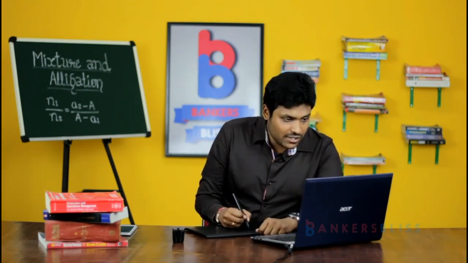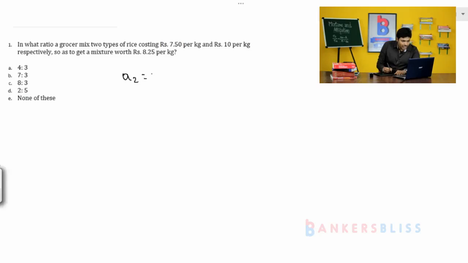Therefore, the highest price is A2, that is 10. Lowest price is A1, that is 7.5. So after mixing both, A, that is 8.25. So now what you have to calculate? In what ratio these two have to be mixed?